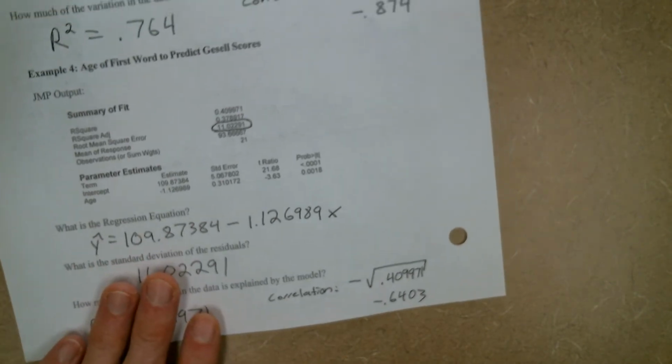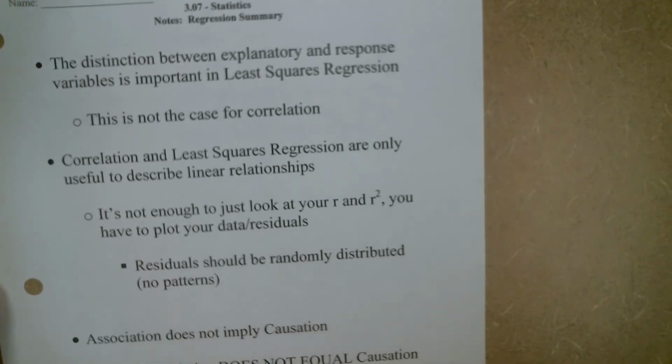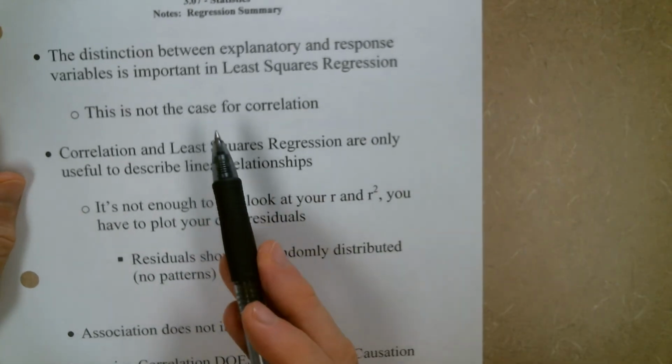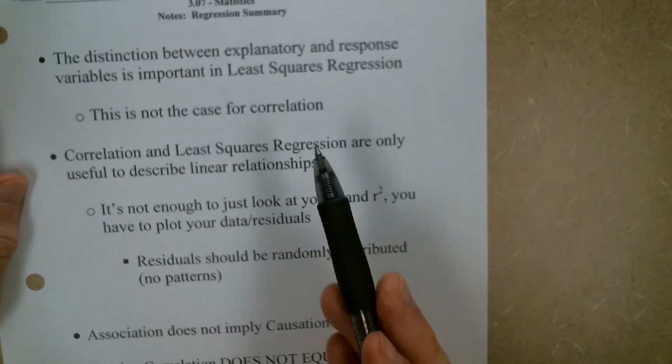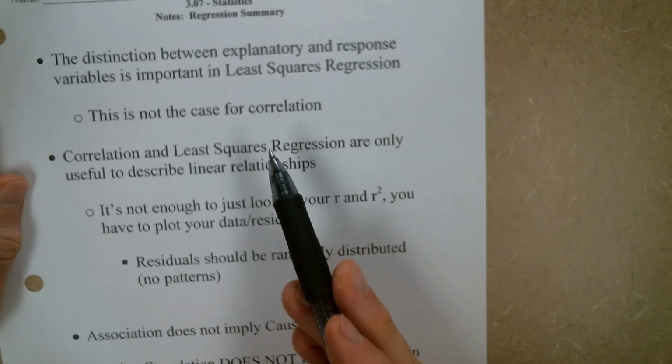All right. Last little thing that we're going to do here is a final summary of the regression unit. There's not really anything left. We've covered everything that we're going to cover in this unit, and this is just a final summary of what we've been doing. So the first point says the distinction between explanatory and response variables is important for least squares regression. This is not the case for correlation.